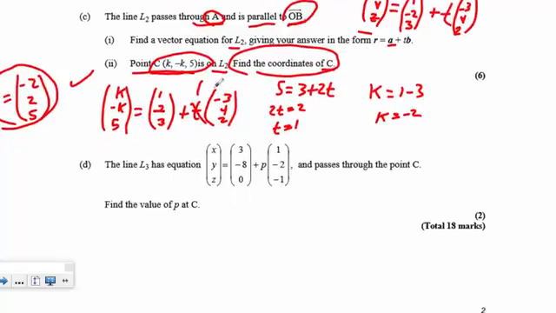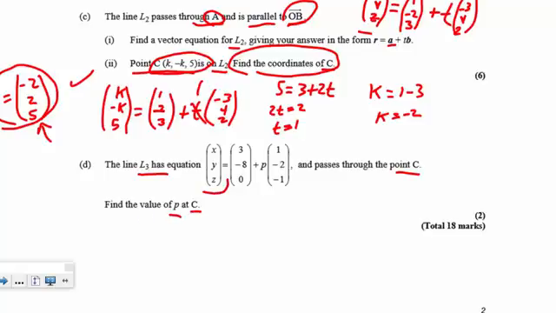They give you a third line. Of course they do. Line L3 is given by this vector equation of a line, and it passes through point C. I'm sure glad I just found point C because we're going to have to use it. And now they want to figure out the value of P when this equation is equal to C.